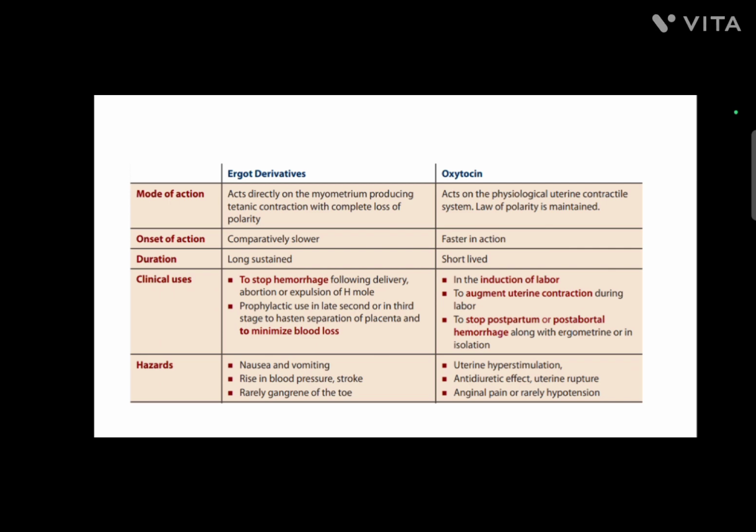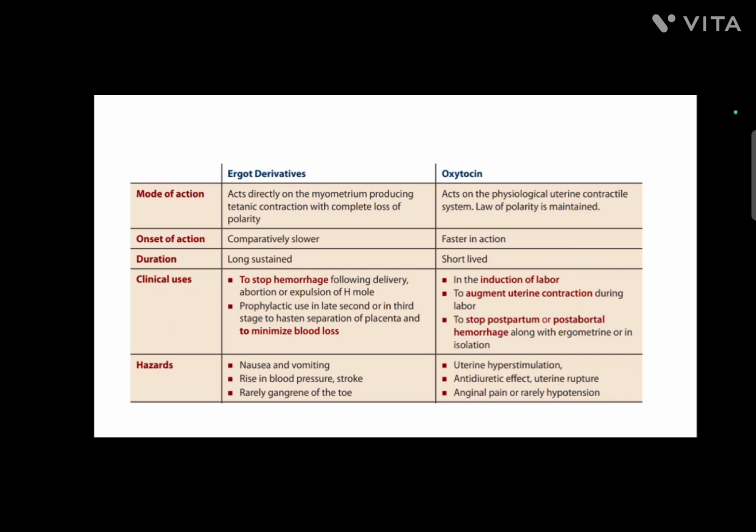And the duration of action in the case of ergot derivatives is going to stay longer, around 3 hours. But in the case of oxytocin, it's not going to stay for long; it will finish its action within 8 minutes. So the main clinical uses of ergot derivatives are to stop atonic PPH, and also to minimize blood loss following delivery, following abortion, or following HMON.